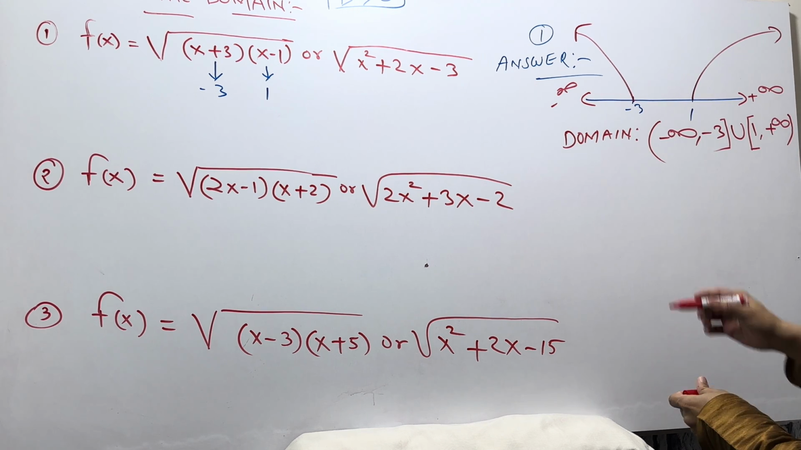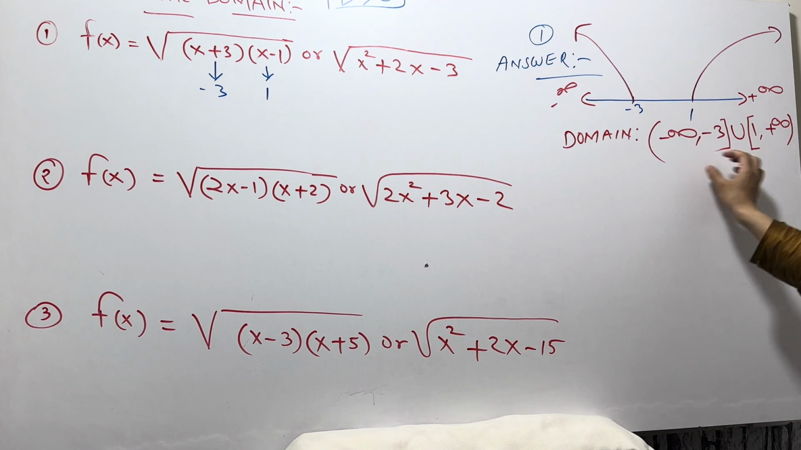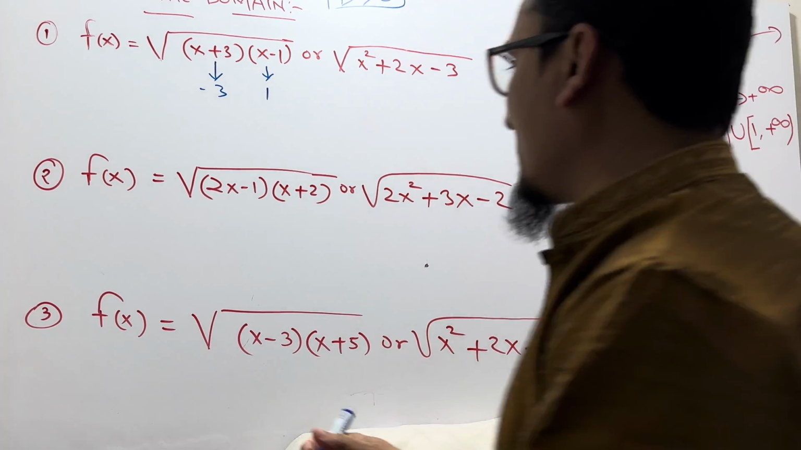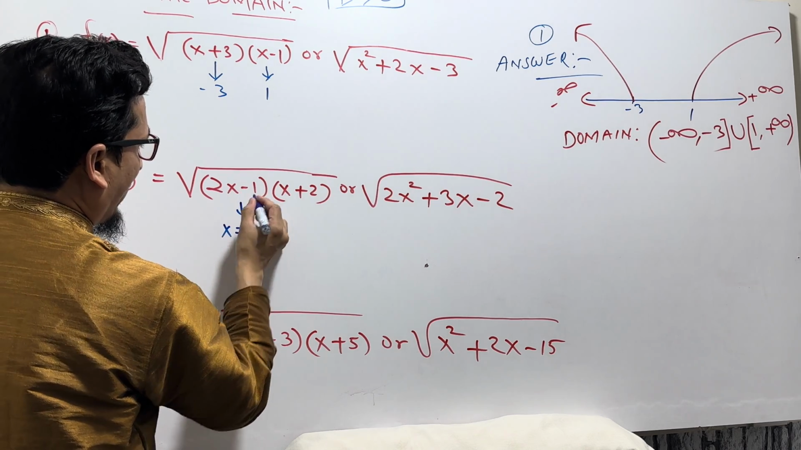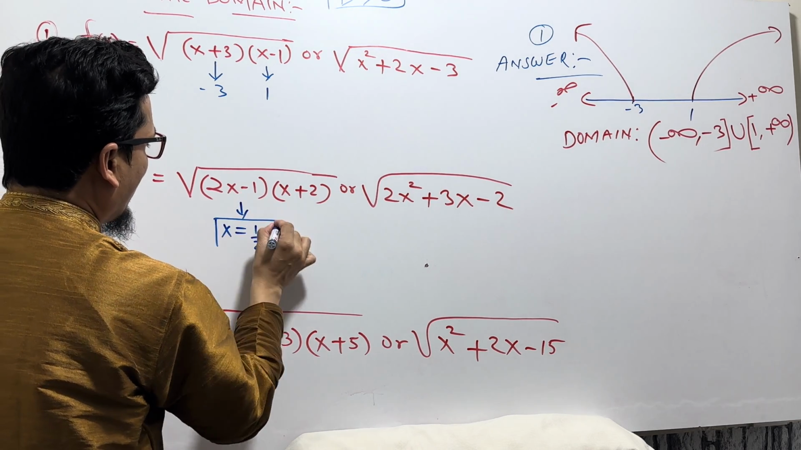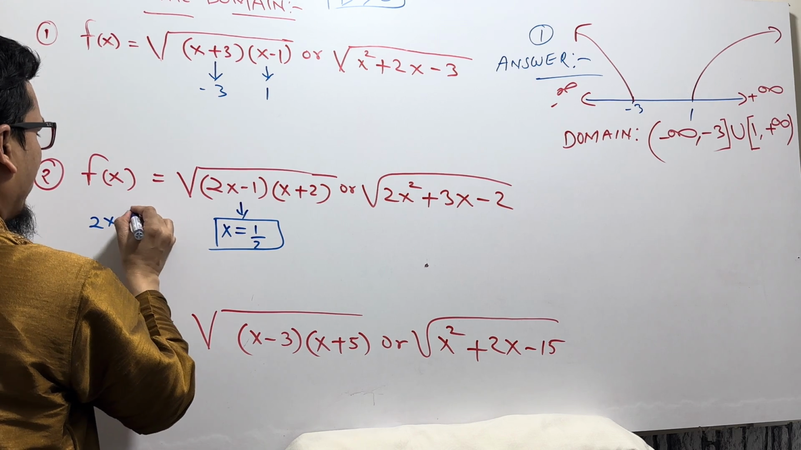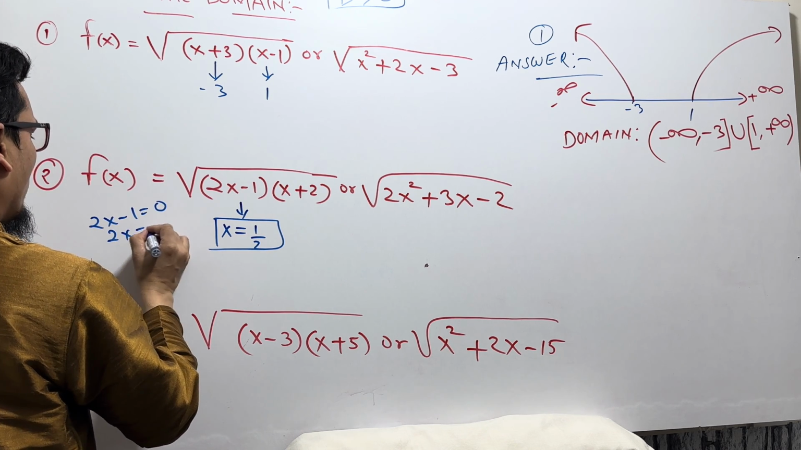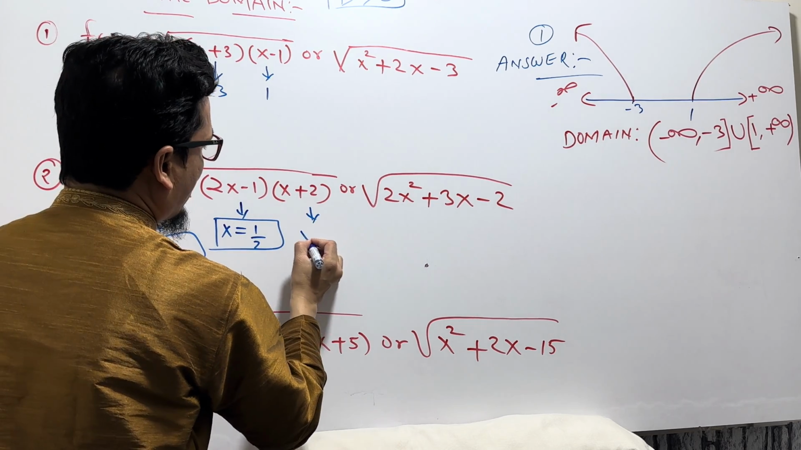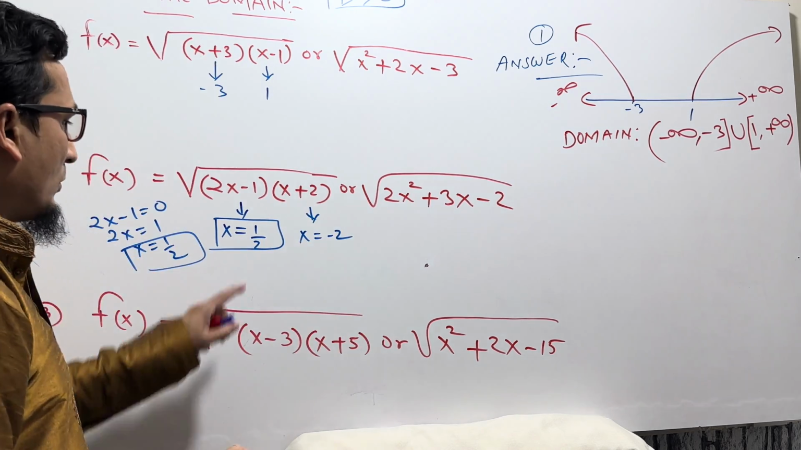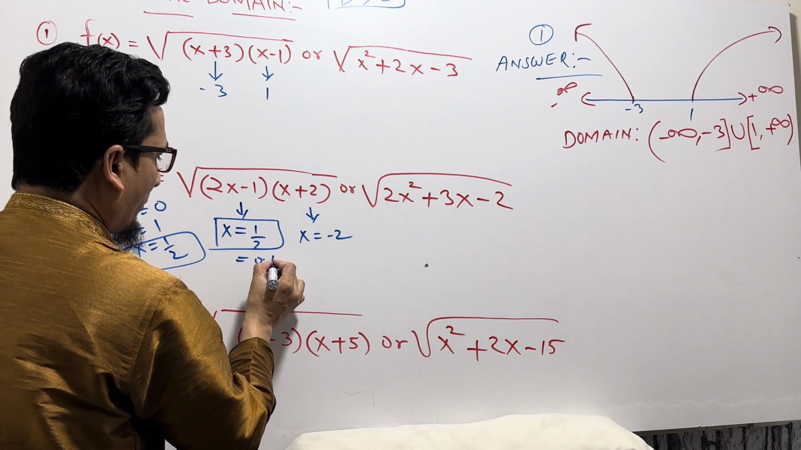Okay. Second question. This is the domain of this one. Second, for example, here, what are the zeros? So you can say x is equal to what? 1 over 2. How? You can say 2x minus 1 is equal to 0. So 2x is equal to 1. So x is equal to 1 by 2, right? And this zero is x is equal to minus 2. So 1 by 2 means 0.5.